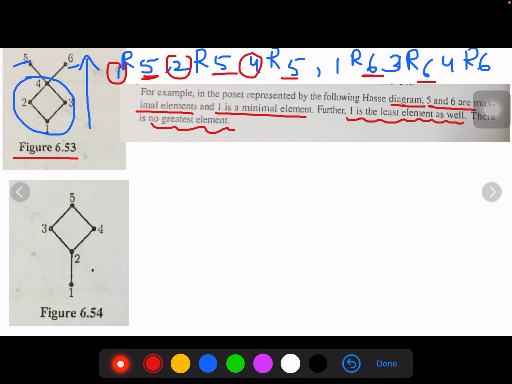Similarly, this also becomes a maximal element because 1, 3 are below this, and also even 4, 2 related to 6 is there. Okay, look at this. 2 is also below this. 3 is also below 5. Therefore, you can say that 5 and 6 are maximal elements.